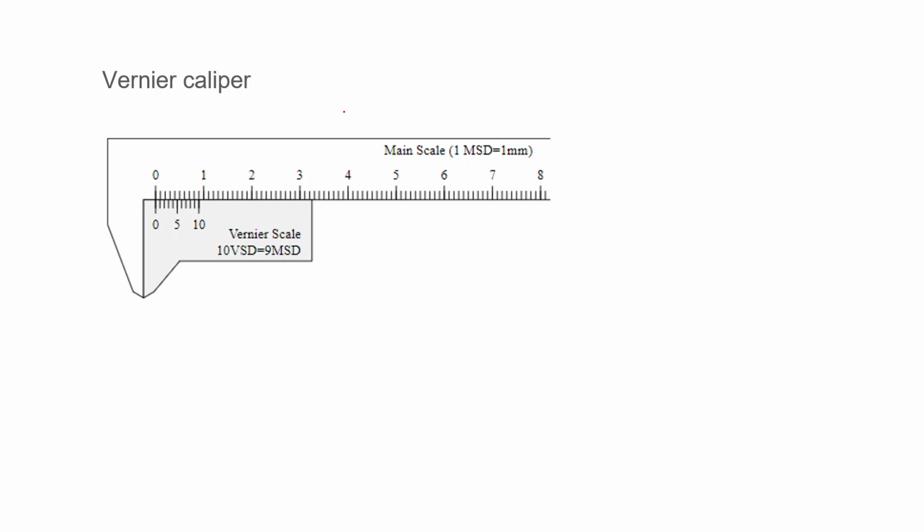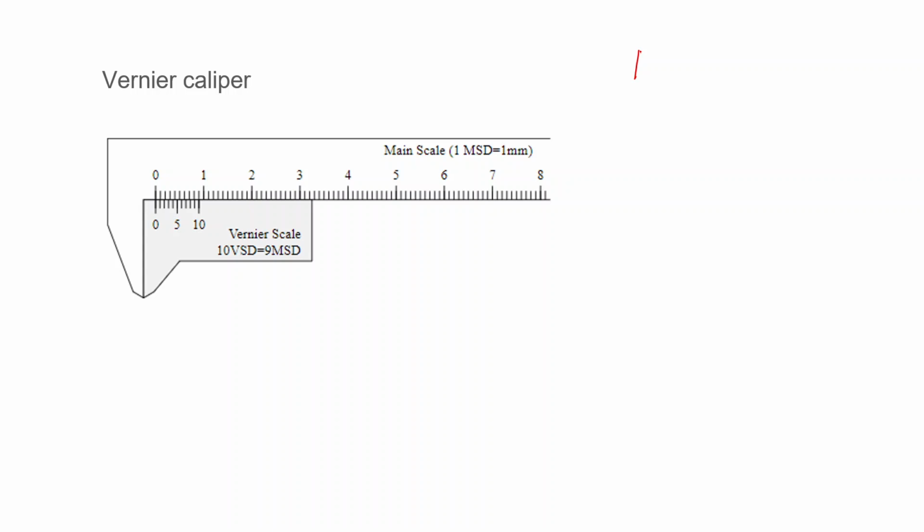So vernier caliper is used again. So okay, we can explain that in a meter scale. Sorry. I'm using this writing pad for the first time, so I'm losing where to write a little. Sorry. Okay.